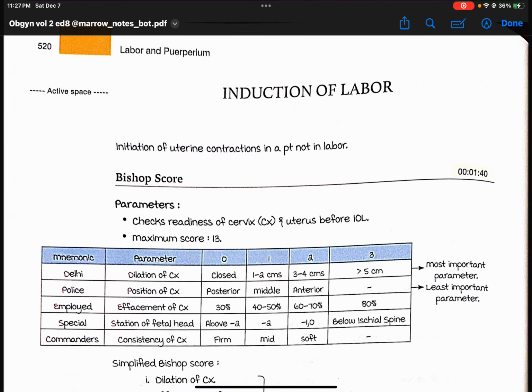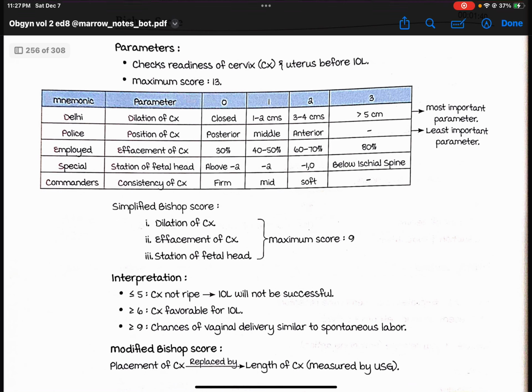Induction of labor is the initiation of uterine contraction in a patient not in labor. Bishop's score parameters check the readiness of the cervix and uterus before induction of labor. The maximum score is 13. This is how it is scored: parameter and score 0, 1, 2, 3.